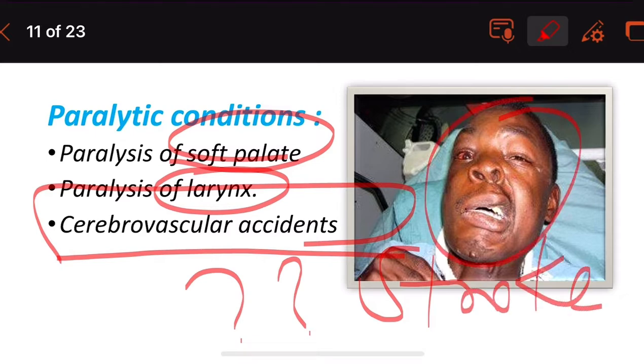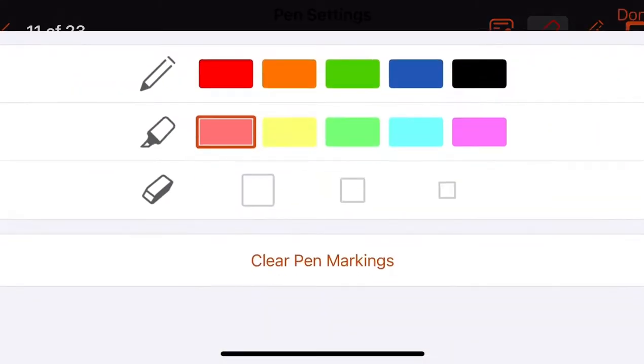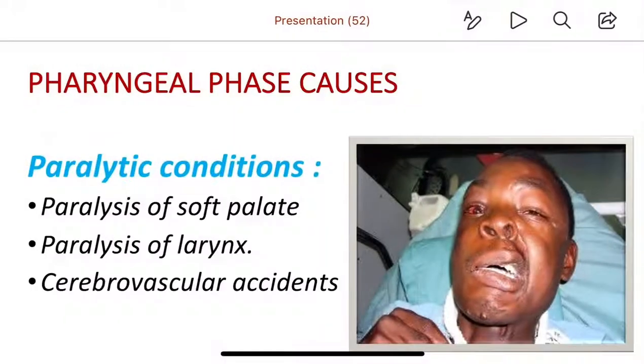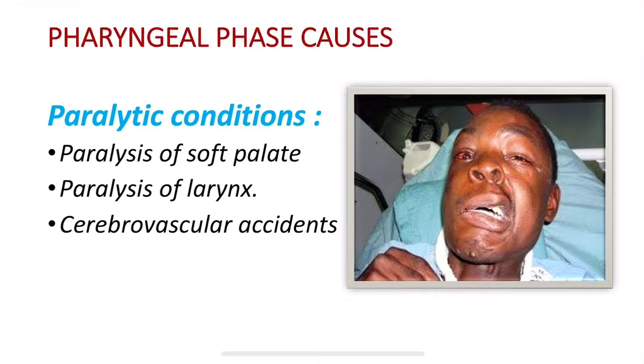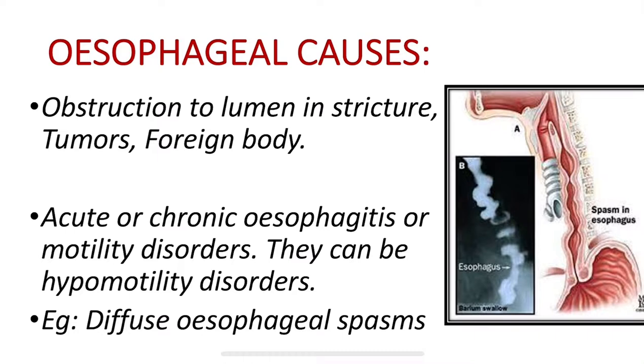You can see the picture of the person here who has undergone stroke. They will experience oral discomfort and pain. The oral discomfort is especially because of the infection caused by candidiasis. This is nothing but the cerebrovascular accident. So these are the paralytic conditions: the paralysis of soft palate, paralysis of larynx, and cerebrovascular accidents. Okay. Then we come to the main actual esophageal causes.